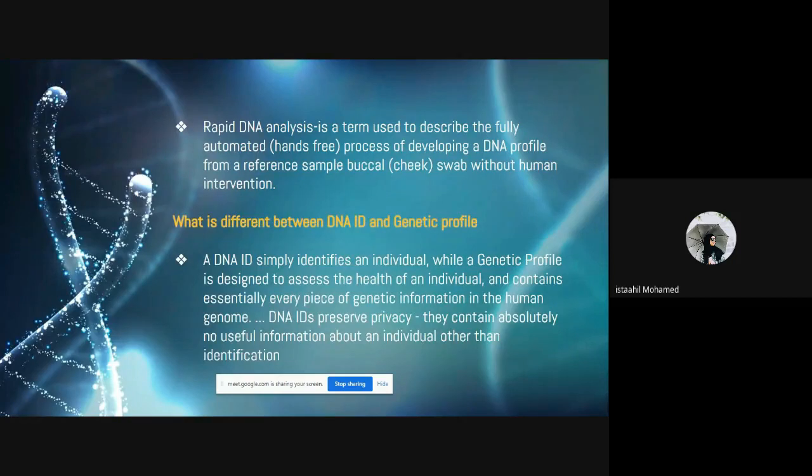So what is rapid DNA analysis? It is a term used to describe the fully automated, hands-free process of developing a DNA profile from a reference sample, such as a cheek swab, without human intervention. So what's the difference between DNA ID and genetic profiling? DNA ID simply identifies an individual, while a genetic profile is designed to assess the health of an individual and contains essentially every piece of genetic information in the human genome. DNA IDs preserve privacy. They contain absolutely no useful information about the individual other than identification.